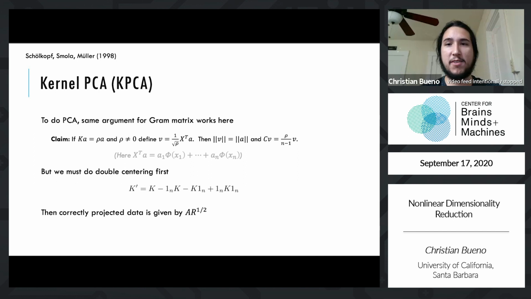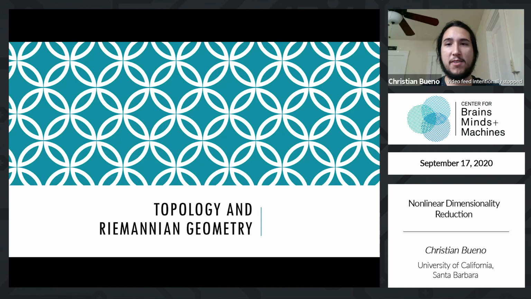And the only thing we have to worry about is, are we mean centered? Because we're not really doing traditional PCA if our mean is not zero. So you do something called double centering, which takes care of that, similar to in MDS. And then our projected data is given by A R to the 1/2, which came from the decomposition of K. So that gave us quite a few ways to get at these problems.